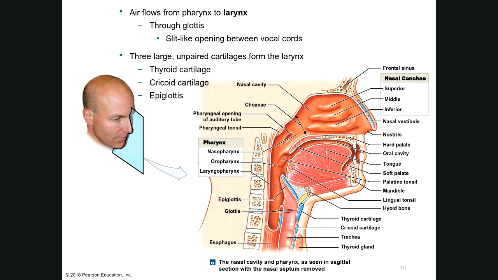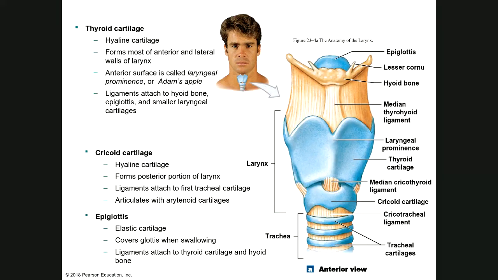So let's look at those cartilages. The thyroid cartilage is huge, very big. This is what we call the Adam's apple, the anterior surface of it. It is attached to the hyoid bone, to the epiglottis, and to the smaller laryngeal cartilages. The cricoid cartilage is attached to the thyroid cartilage, and it articulates with the arytenoid cartilage.